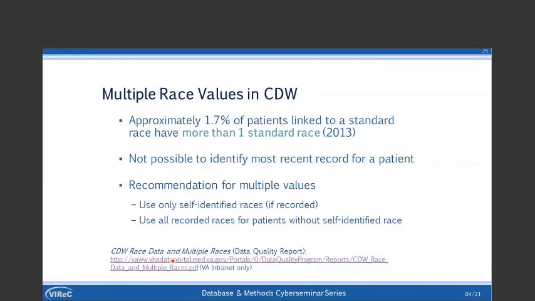So their recommendation, if there are multiple values, was to only use self-identified races. These are going to be from our newer collection methods, if those are recorded, if those are available. Otherwise, you would use all recorded races for a patient without self-identified race. So that's essentially going to treat that veteran as though they are multiracial.